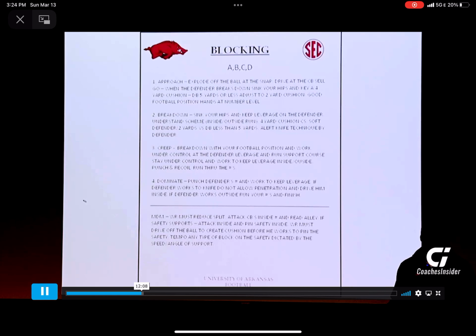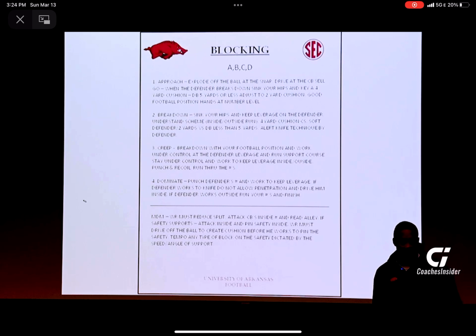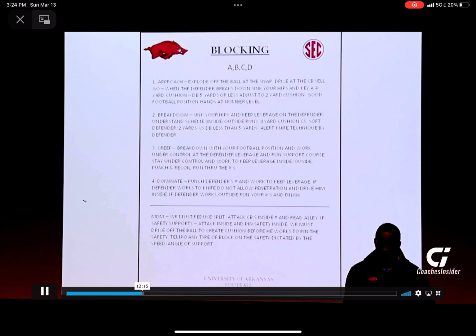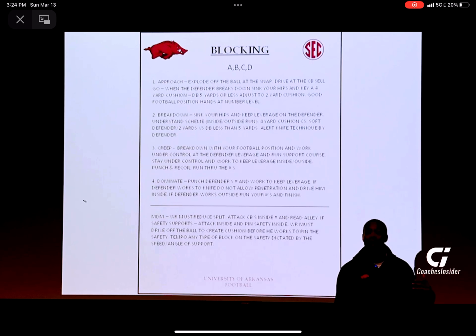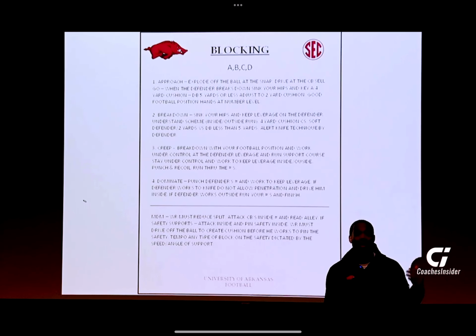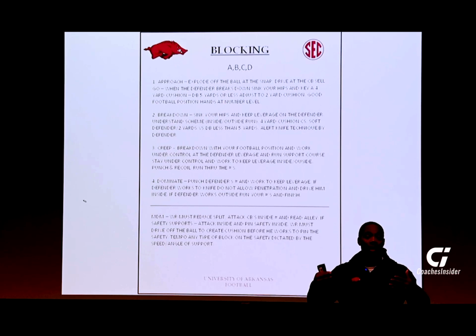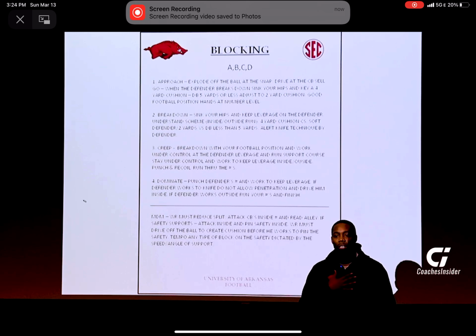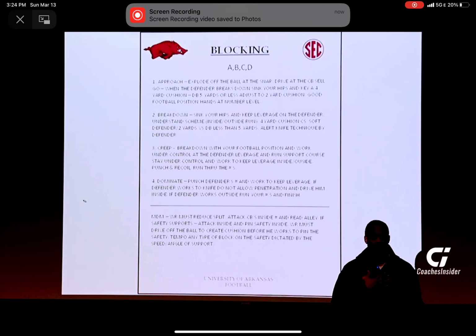A lot of words, but I'm going to break this down real easy, okay? This is the true technique of how I teach my guys to block. And it's very elementary, and I love it that way because guys are able to reiterate it. They're able to speak it back to you. And that's one thing I think as a coach that I take pride in, okay?